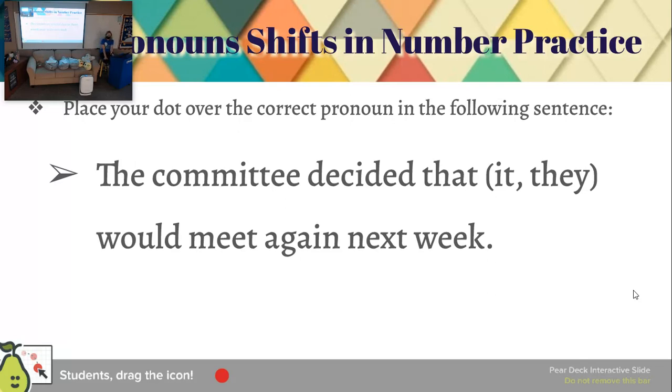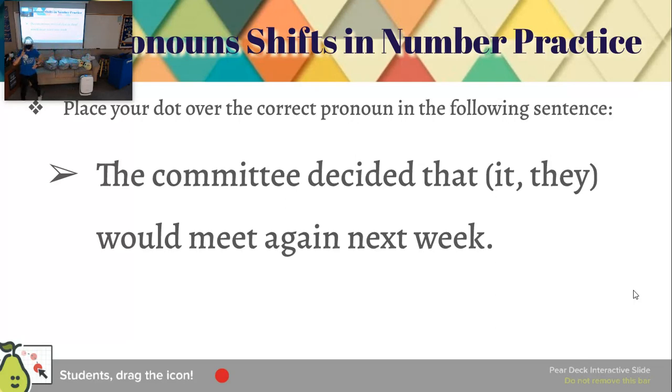What is our antecedent in this sentence? What is the word our pronoun is referring to? So, committee. Okay? What kind of a word is that? Who remembers the name of that? Lauren? It's a collective noun. Okay? So I have a collective noun that my pronoun is referring to.